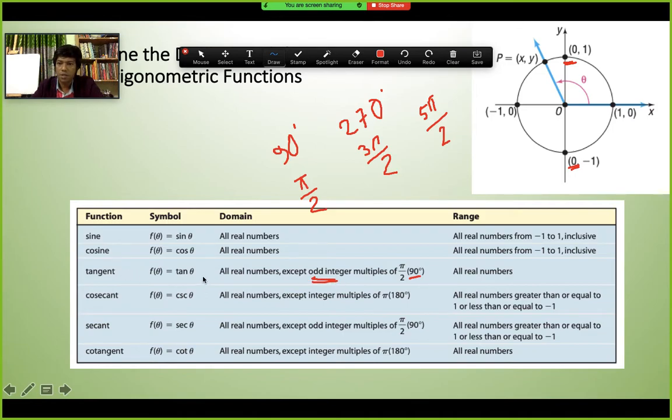And of course, same thing goes with the other one. See the sec theta, except odd integer multiple of pi by 2, because of this 0 and this 0 here. And the other thing is here. See 180 degree, 180 degree. For 180 degree, of course at 0 degree also they are not defined.